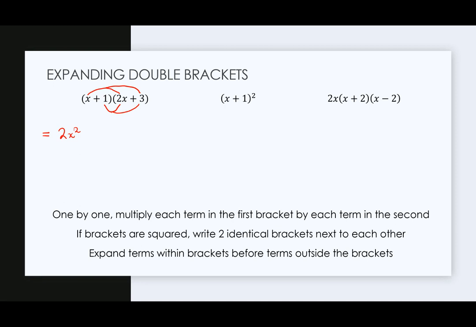I'm now going to do the two outer terms. So x times 3 will be positive 3x. I'll now do the two inner terms, which is 1 times 2x, that's plus 2x. And then I'll do the two last terms, which is 1 times 3, which is plus 3.